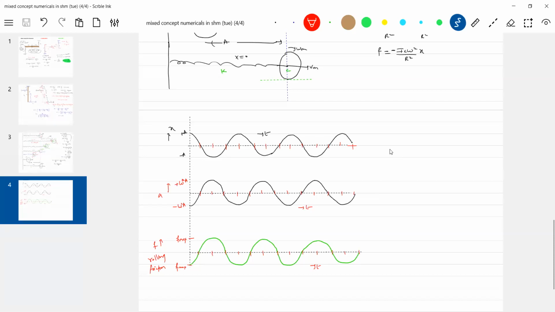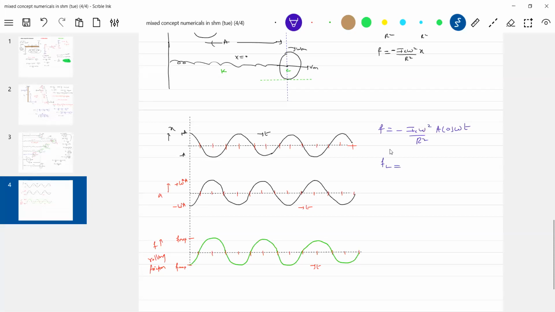What is x equal to? x equal to A cos omega t, shall we write? And what is the maximum permitted value of friction? Mu s mg. What is the rolling friction? F is equal to minus I_C omega square by R square times A cos omega t. Then what is the maximum permitted value, A max, is what we are asking.